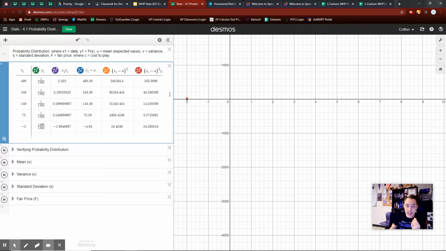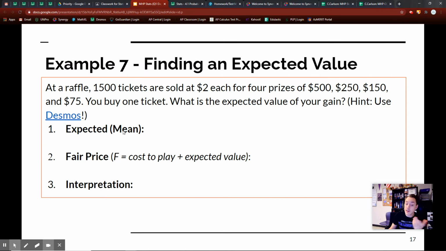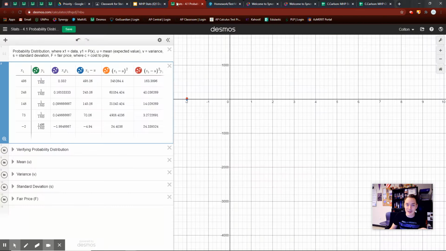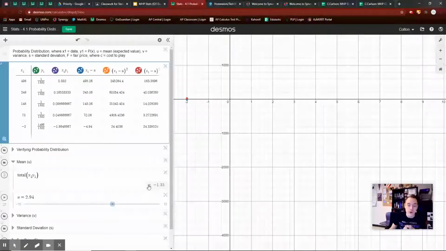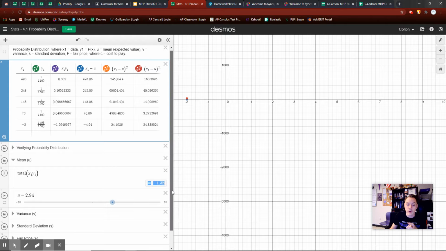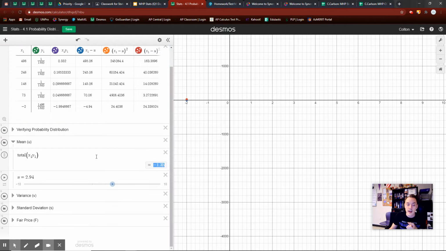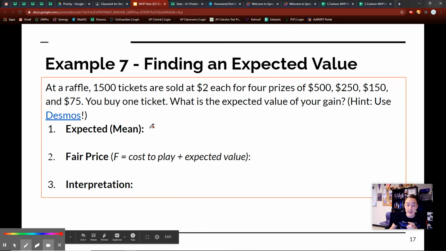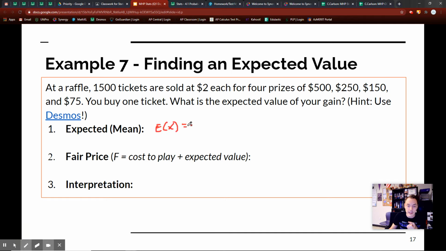Okay, now it does ask us for our mean. It does ask us for our expected value. So awesome. Now what I do is click on this and then boom, this is my total, negative 1.35. So I'm going to go over here, and that's my mean. So my mean, my expected value equals my mean, which equals negative $1.35.